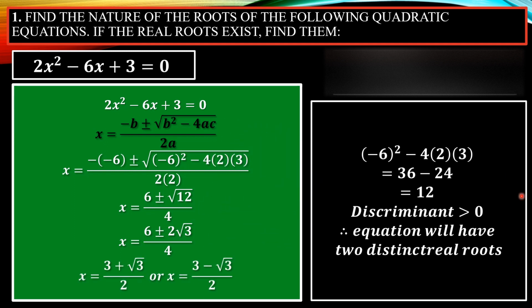Now see, the two values, that is 3 plus under root 3 upon 2 or 3 minus under root 3 upon 2. Now see how 6 is written as 3, 2 is missing, and 4 is 2.